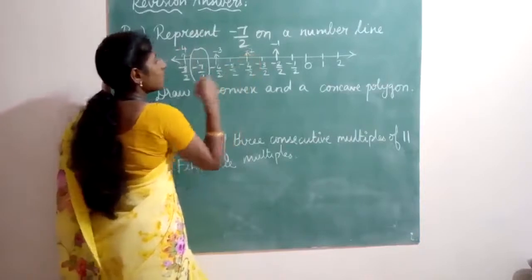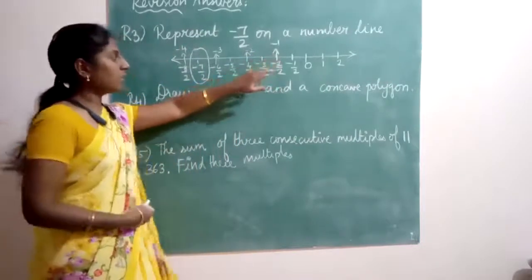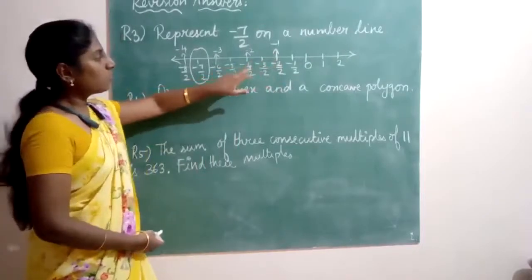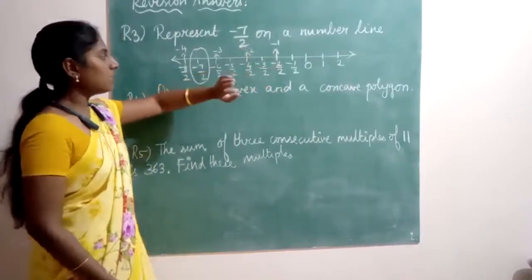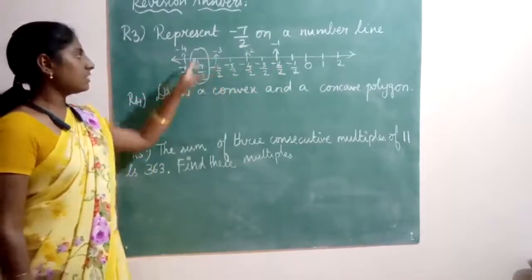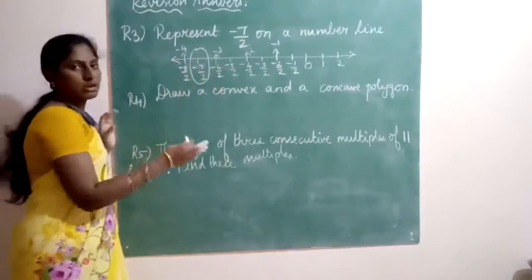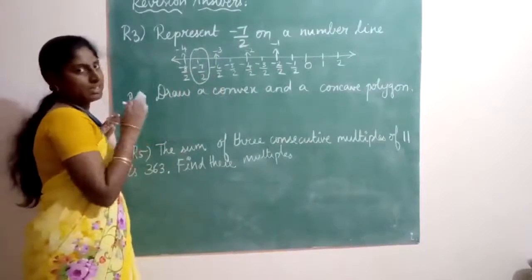Is it clear for all of you? Minus 2 by 2 means 2 and 2 get cancelled, only 1 is left. 4 by 2 means only 2 is left. Everywhere you have to place minus. 6 and 2 get cancelled, 3 is remaining; 8 and 2 get cancelled, 4 is remaining. This is how you draw a number line and mark the number that is needed.